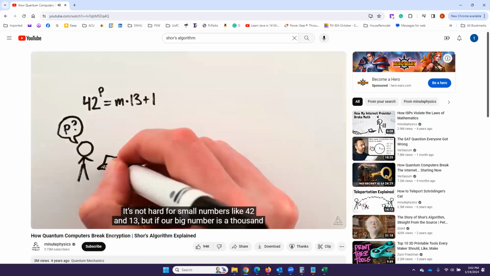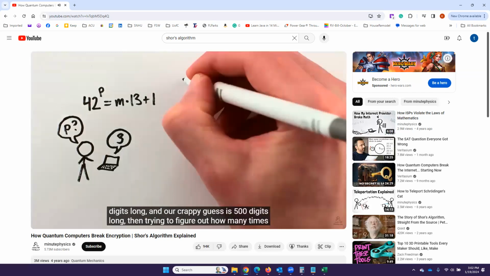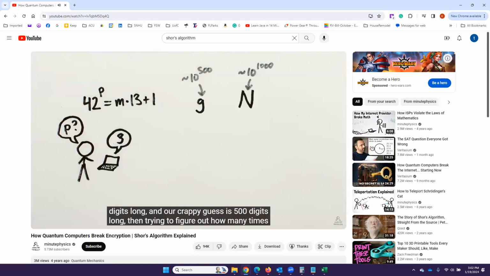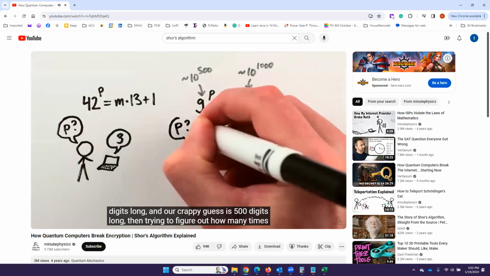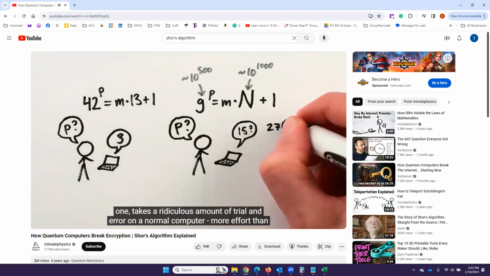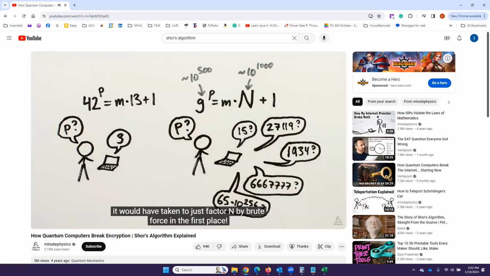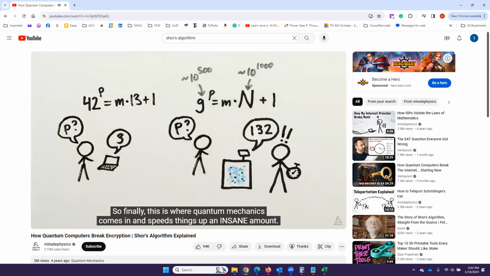It's not hard for small numbers like 42 and 13, but if our big number is 1,000 digits long and our crappy guess is 500 digits long, then trying to figure out how many times you have to multiply our guess by itself before you get some multiple of the big number plus 1 takes a ridiculous amount of trial and error on a normal computer. More effort than it would have taken to just factor n by brute force in the first place. So, finally, this is where quantum mechanics comes in and speeds things up an insane amount.